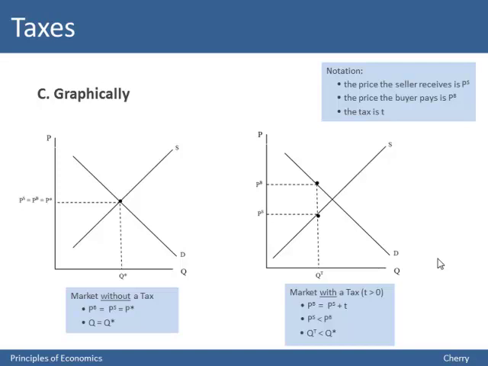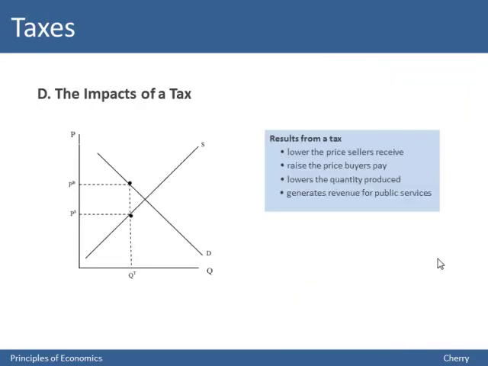Prices go up for the buyers, so they move up the demand curve. Prices go down for the sellers because they start eating and sharing some of the burden of the tax, and so they move down the supply curve. Graphically, what you end up with is the price the buyer pays and the price the seller receives, and it's vertical at the quantity that's going to be produced and purchased. The difference between the price the buyer pays and the price the seller receives is the tax itself. So now let's look at the impacts of a tax.